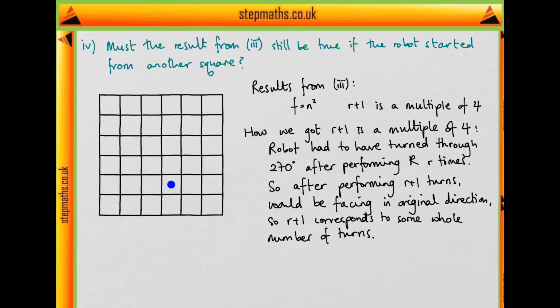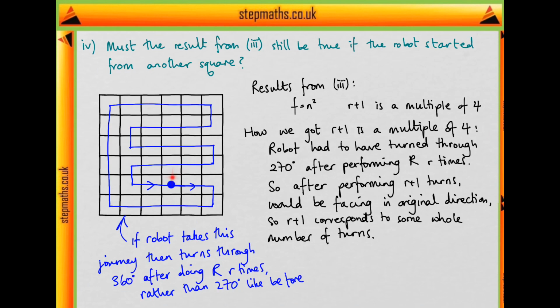Okay, so must this still hold? Will the robot still have to have turned through 270 degrees from the beginning to the end of its journey? Well, the answer is no, because say the robot began facing in this direction and it followed the path that we had before, so this one that looks like an E. Well, then when it gets back to this square, this robot is going to be facing in its original direction.